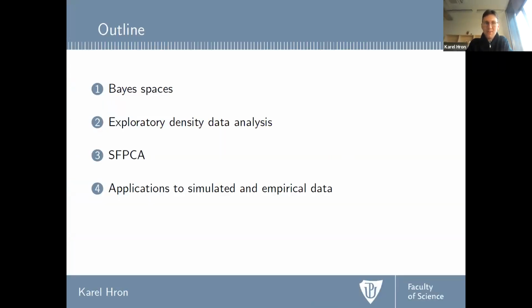So, a brief outline of my talk. At first, I will tell you something about Bayes spaces in general and why it is appropriate to embed densities here. Then we will proceed to exploratory density data analysis because, of course, we cannot cover everything in these 30 or 40 minutes. And as a specific instance, I will talk a bit more about so-called functional principal component analysis, so how to reduce the dimensionality of densities in a meaningful way. Then we will proceed to simulated and empirical data to demonstrate how the procedure works there. And finally, there will also be some outlook beyond dimension reduction.